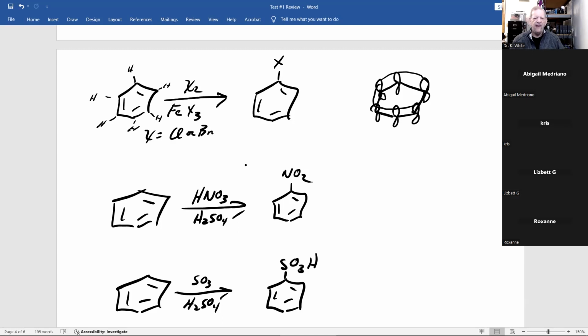Now, if we look at the first reaction, halogenation, you take halogen gas, or in real life, X is chlorine or bromine, and you need a catalyst for this, ferric trihalide. And what happens is you replace one of the hydrogens with a halogen.